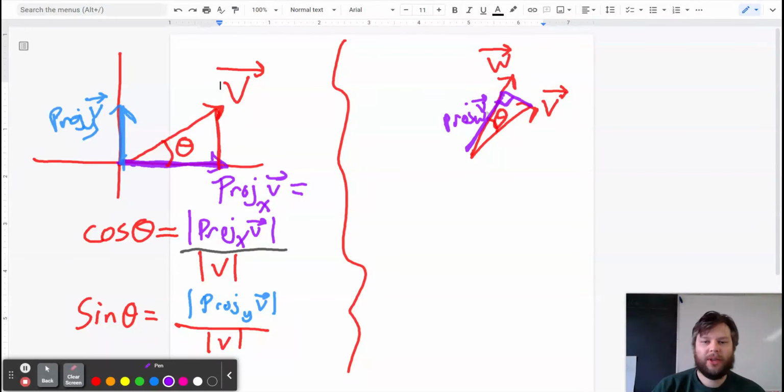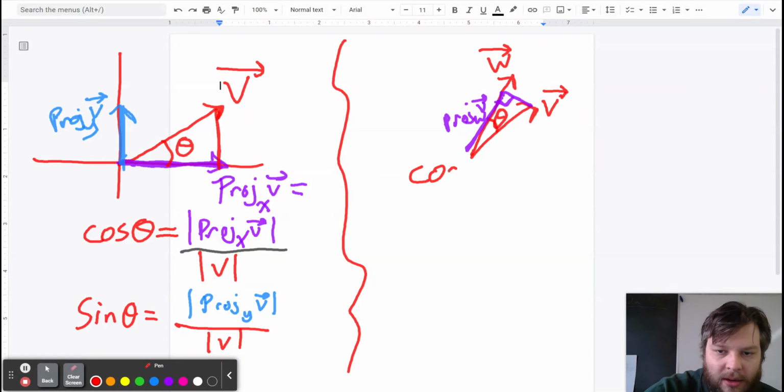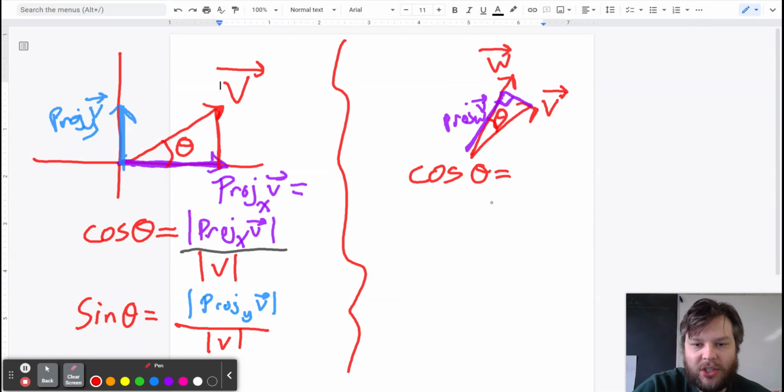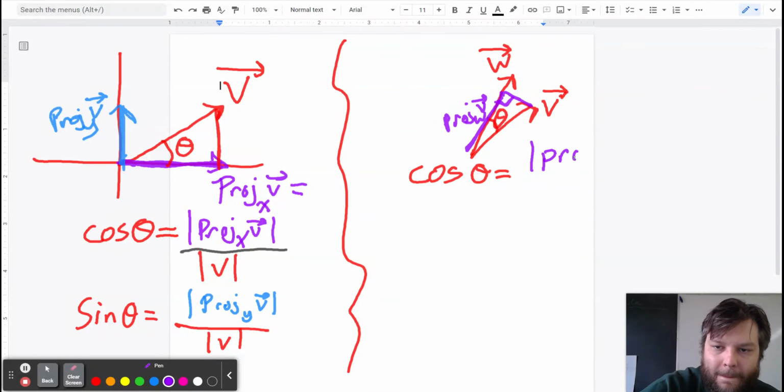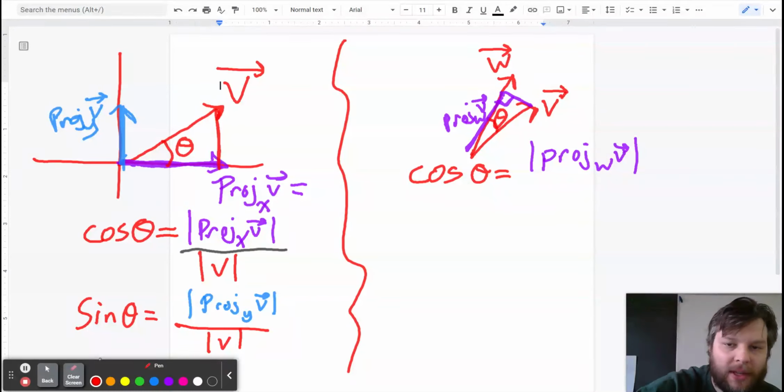Okay? And so we can follow basically the same logic that I just talked about in our normal xy plane here. Cosine of theta is going to be the adjacent side, so that's the magnitude of the projection, divided by the hypotenuse, and the hypotenuse is just the magnitude of v.